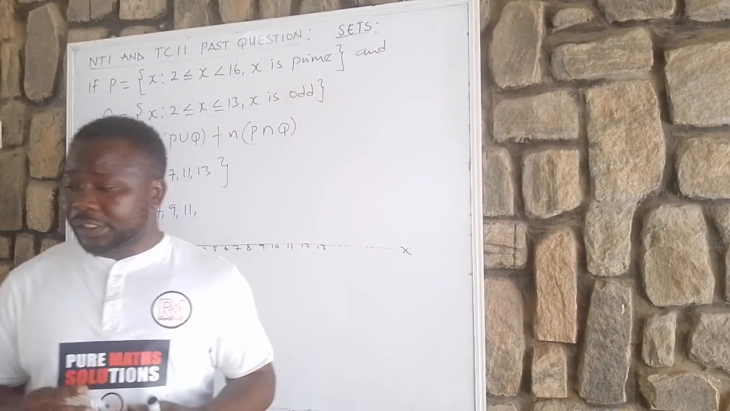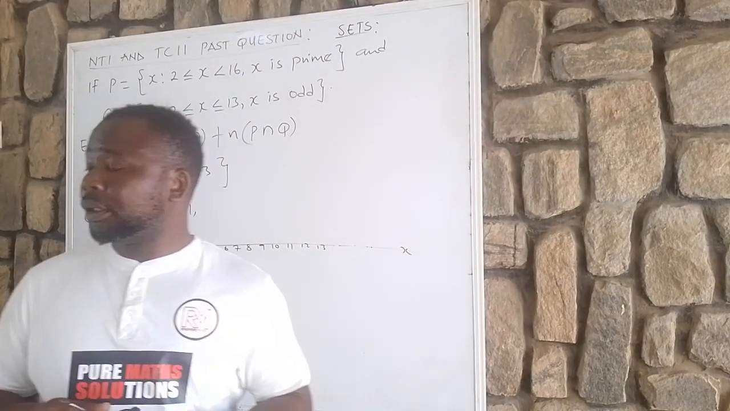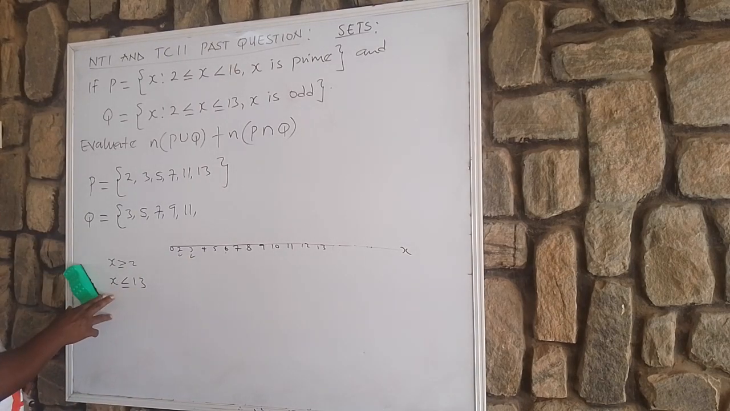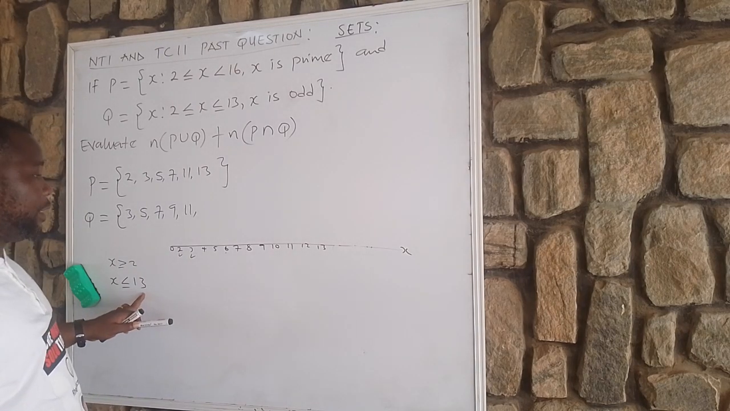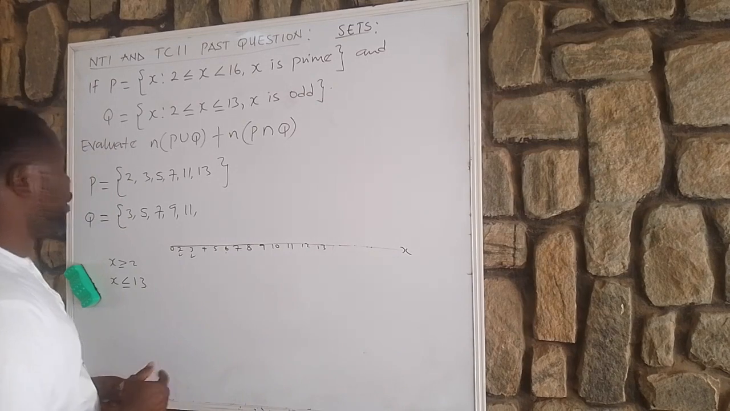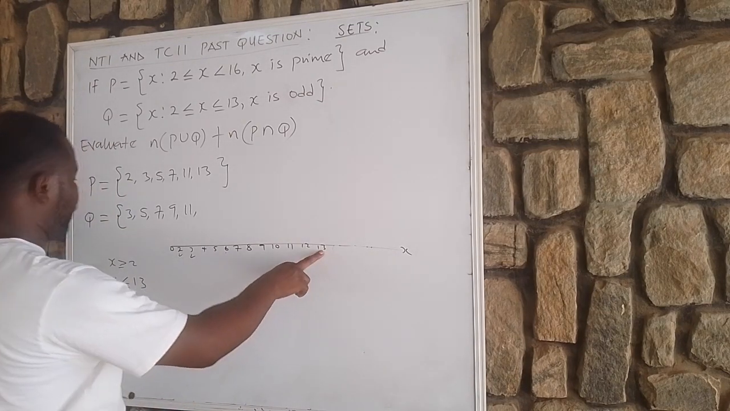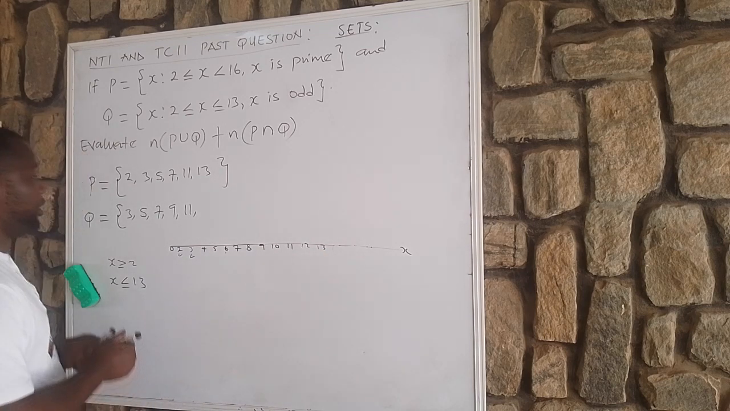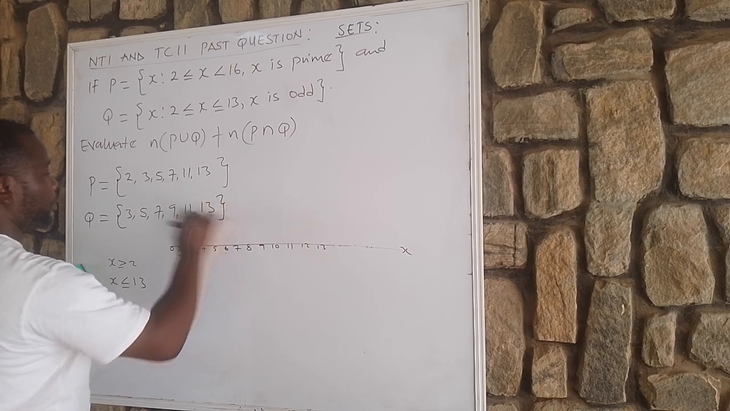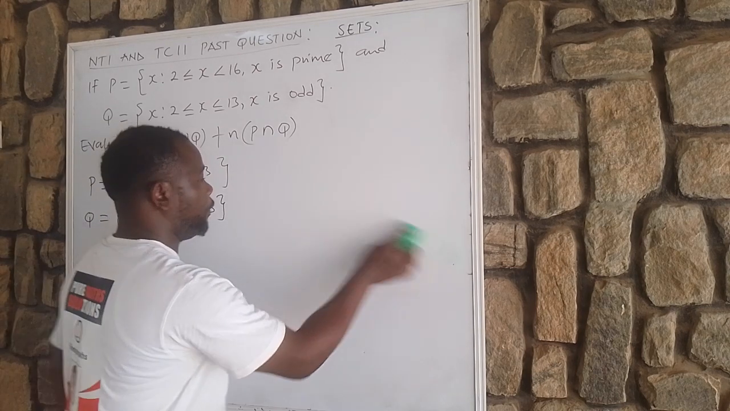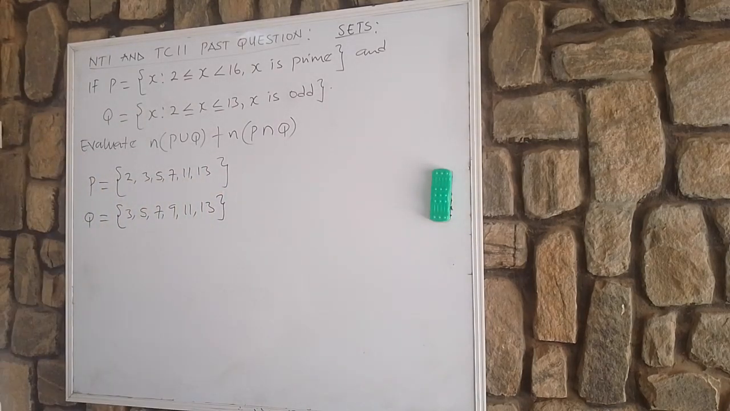So let's look at 13. They said less than or equal to 13. We can stop at 13 or we can stop at 11, whichever way, but it's better to include the equal to. We consider the equal to 13. Is 13 an odd number? Yes, because 13 cannot divide 2. So this is how you are going to obtain the sets P and Q. So far so good.